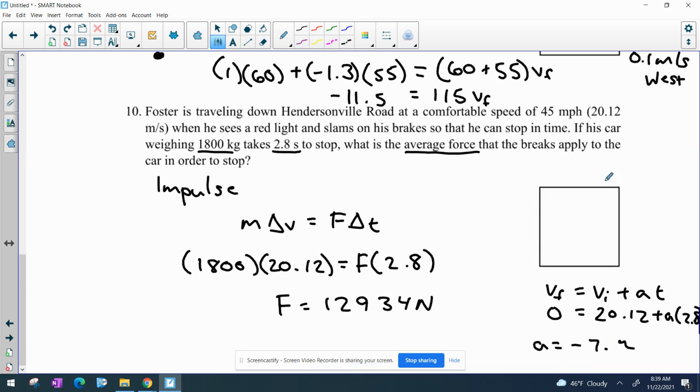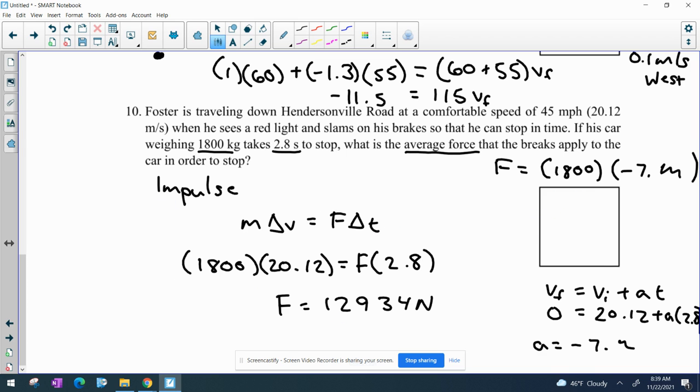And if you plug that in, force equals mass times acceleration, so 1800 times the acceleration, which is negative 7 point something. That'll actually give you the same exact number, just in a different way. It's your choice, really. I gave you points if you did it either way, even though technically this is intended to be an impulse question.